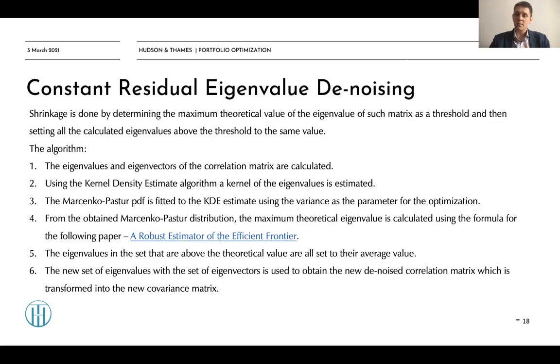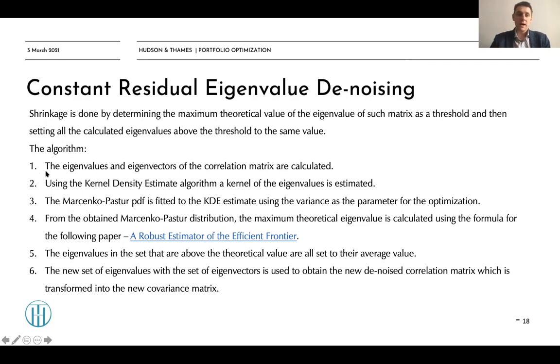The second way of shrinkage is the so-called constant residual eigenvalue denoising. Denoising is also a way to shrink our covariance matrix by modifying it and still preserving the information. Shrinkage is done by determining the maximum theoretical value of the eigenvalue of such a matrix as the threshold and then setting all the calculated eigenvalues below the threshold to the same value. This method was introduced by Marcos Lopez de Prado in his paper, A Robust Estimator of the Efficient Frontier. Let's briefly go through the algorithm and discuss.